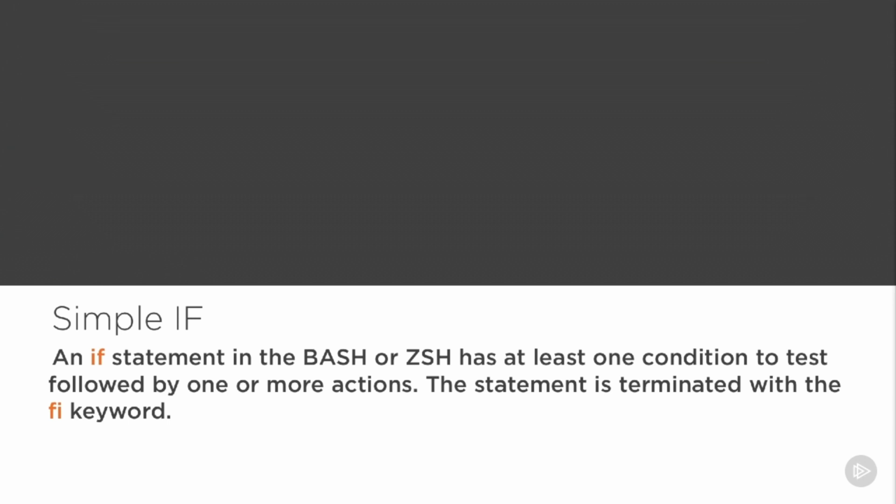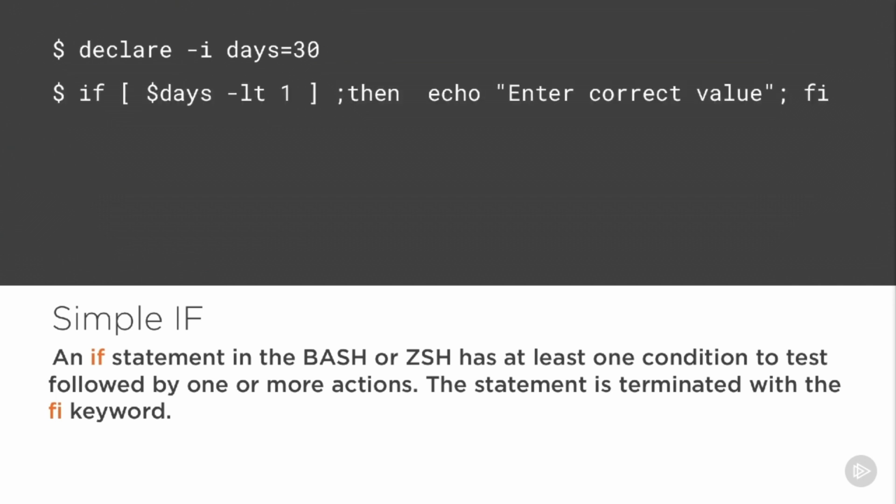Now, the if statements will work in either BASH or ZSH, and they allow for a conditional test and then one or more actions. The if statement starts with the keyword if and finishes with the keyword fi, the reverse of if. So here we're looking at declaring our integer variable for days and setting it to a correct value of 30. But we can then go through and test that input, testing that it is actually correct. So in a simple test, we can use our square brackets and test for our $days variable being -lt, less than 1.